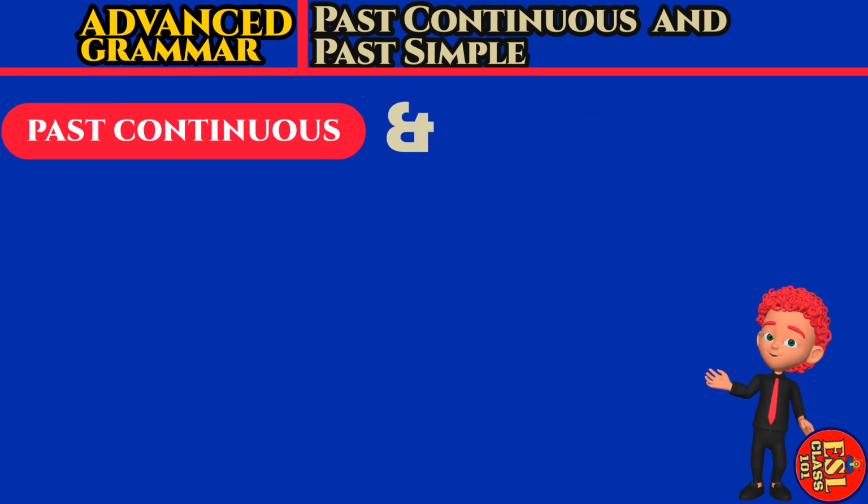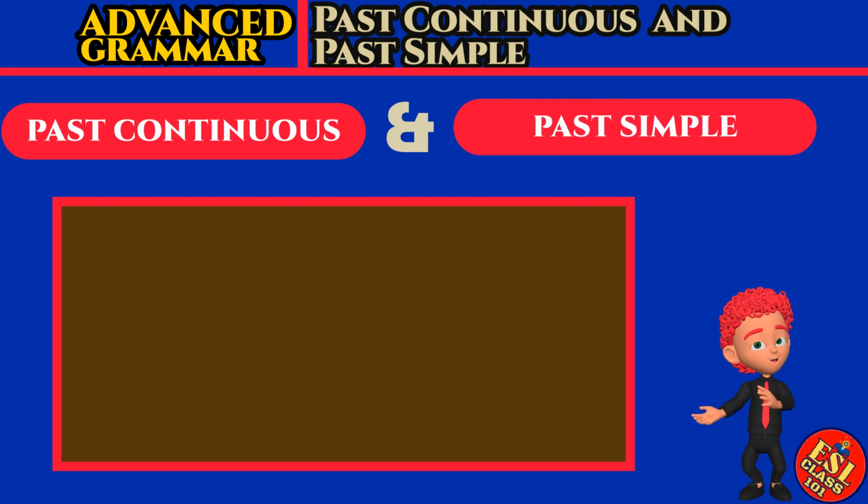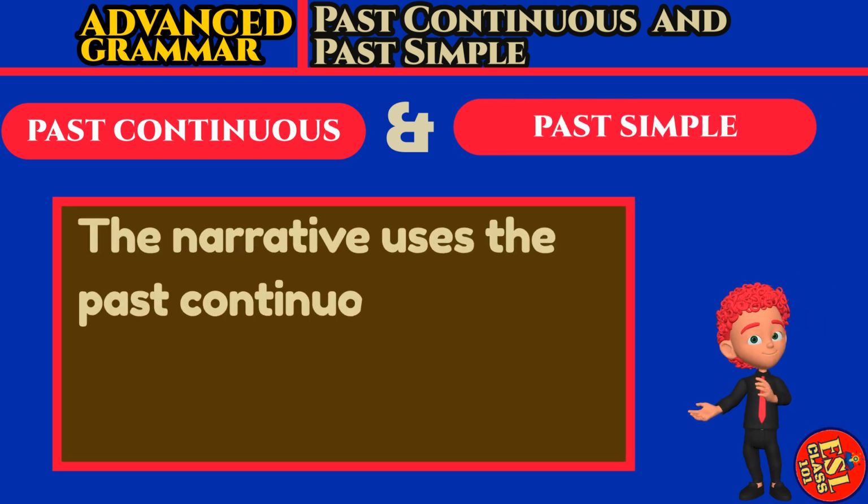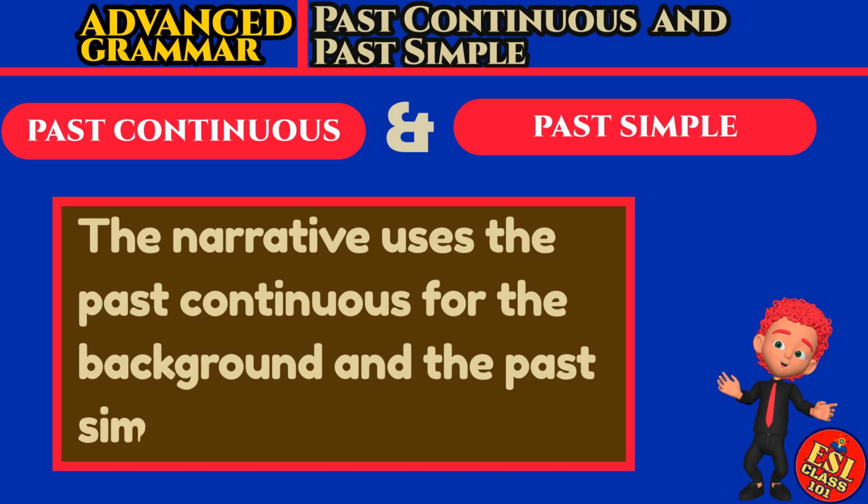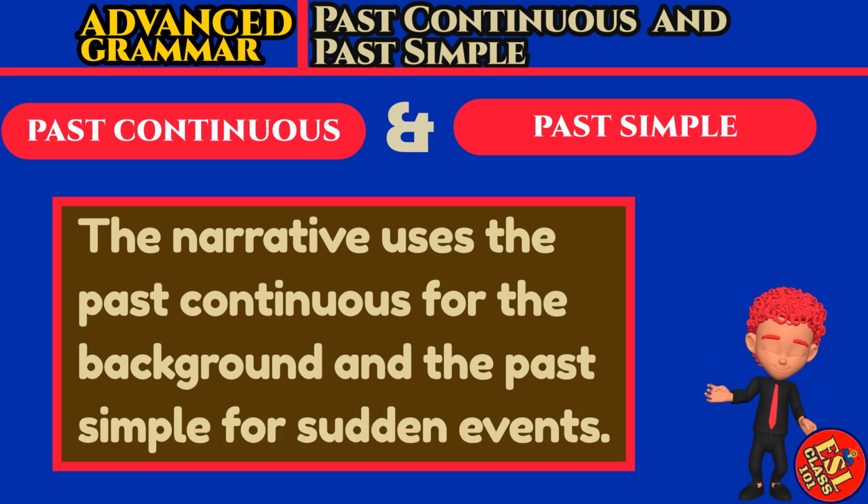By combining both tenses, the narrative first paints a detailed backdrop with the past continuous, then uses the past simple to highlight the abrupt events within that backdrop.